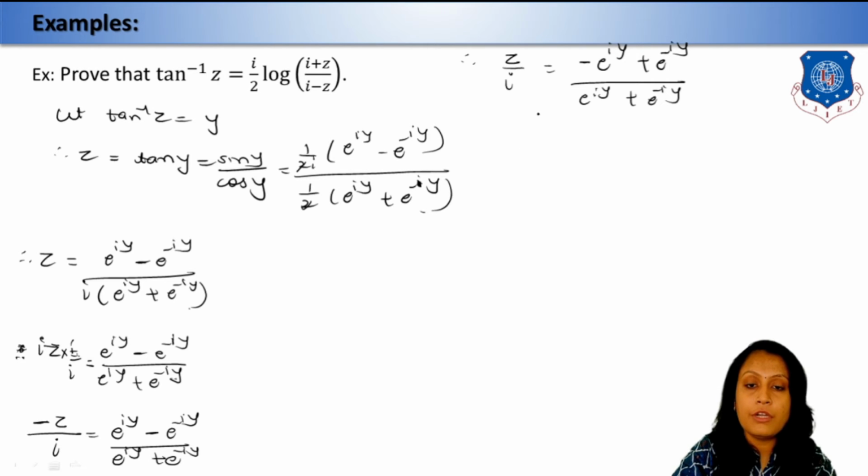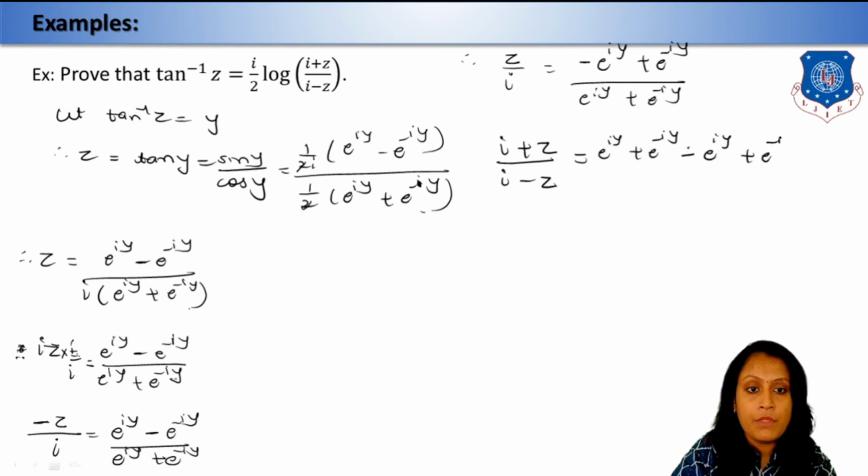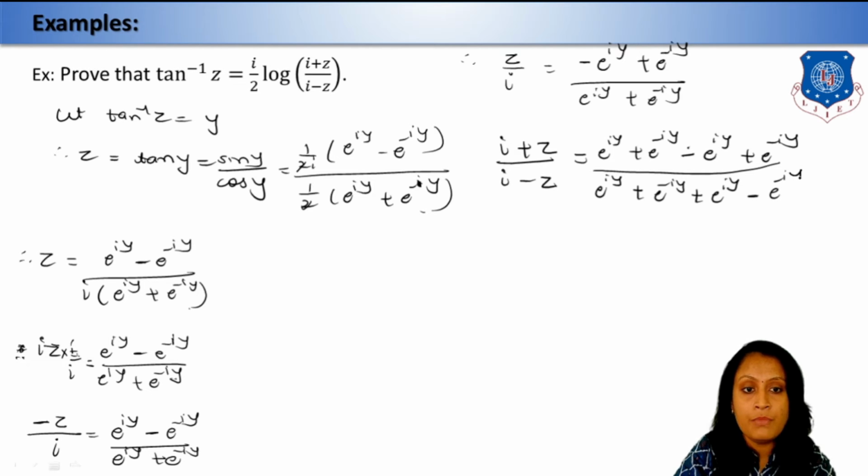Now we will use the componendo and dividendo rule. Here we will proceed like this, that is i plus z upon i minus z, that is denominator plus numerator upon denominator minus numerator. Same process will apply over here. So this is e raised to iy plus e raised to minus iy. Now add, so this is minus e raised to iy plus e raised to minus iy. Now again denominator minus numerator. So this is e raised to iy plus e raised to minus iy. Now we have to subtract, so this will become plus e raised to iy and here minus e raised to minus iy.